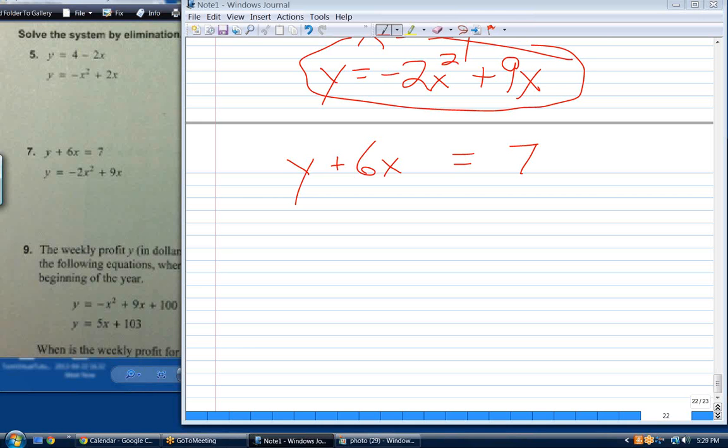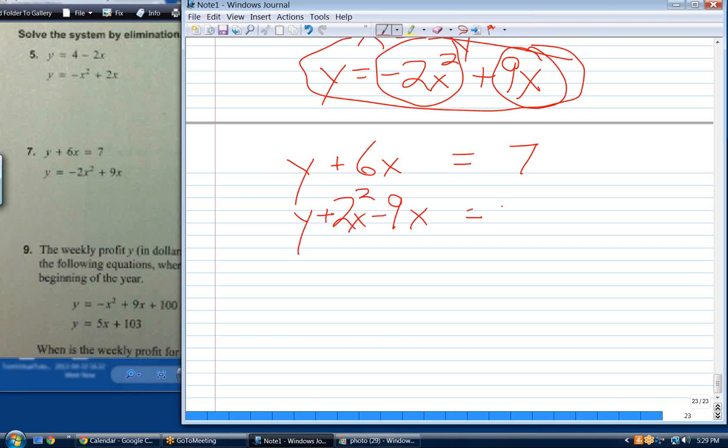What do you mean? Well, what are the two variables? X and Y. So if I want to get anything with an X or anything with a Y in it on the left side, I got to move this to the left side and I got to move this to the left side. So what does that leave me with? What do I have after I do that? Y plus 2x squared minus 9x equals 0.